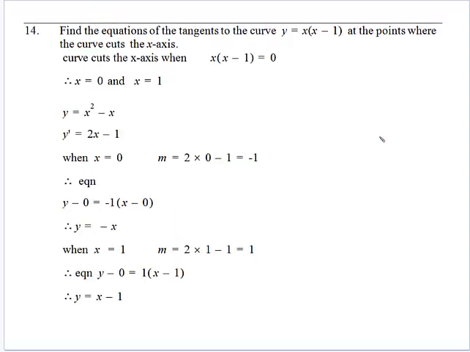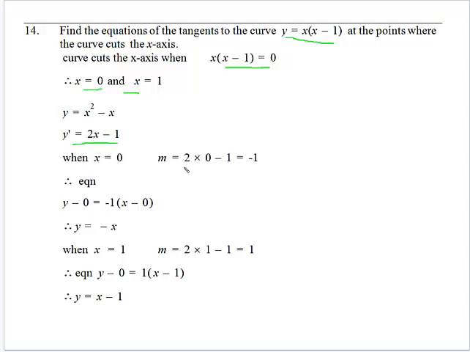And this time we've got to find the equation of tangents at the points where the curve cuts the x-axis. Well, we need to be able to solve that quadratic because it cuts the x-axis when y is equal to 0. So we get the values of 0 and 1 because it's not a hard quadratic to solve. We expand it out to get our derivative though. So x squared minus x gives us a derivative of 2x minus 1.